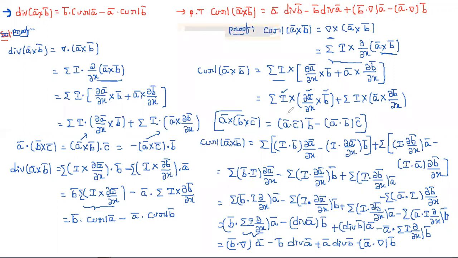Here a is nothing but i, b is nothing but dou a bar by dou x, and c is nothing but b bar. And here, a is nothing but a bar, b is nothing but i, and c is nothing but dou b bar by dou x. Just simply I applied that formula here. Curl of a bar cross b bar is equal to, a bar is nothing but i dot dou b bar by, sorry, b bar into dou a bar by dou x, minus i dot dou a bar by dou x into b bar, plus, and the same formula I applied for this one.